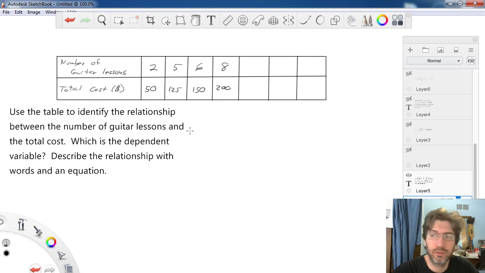Here's another example, Eli. Number of guitar lessons, does that depend on the cost, or does the cost depend on the number of guitar lessons? I can see how you might get a bit confused depending on your perspective. But if you are someone who is buying guitar lessons, the number of lessons that you buy is going to dictate how much you pay. It's not the other way around in that sense. You're not going to be like, hey, I have $30. How many guitar lessons can I get?